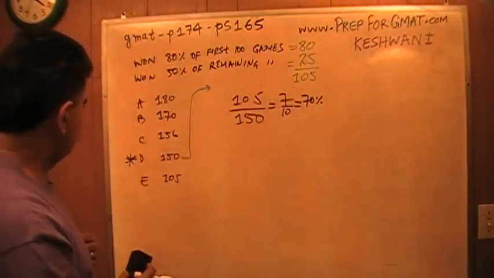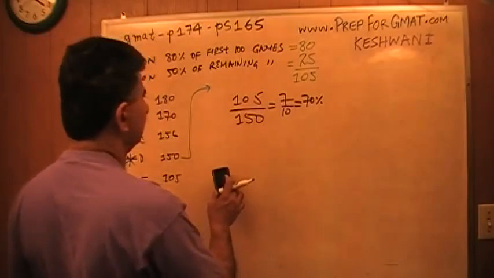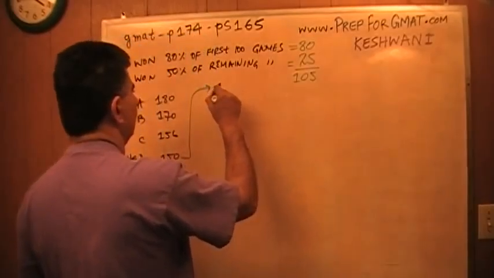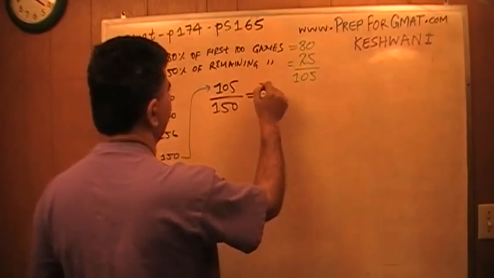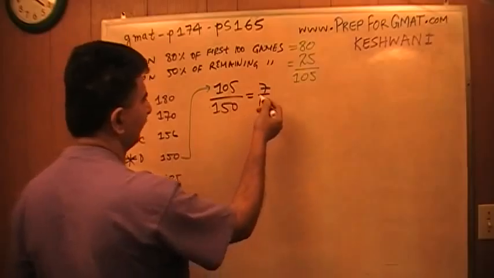105 over 150 is 7 over 10, because 15 goes into 105 7 times, and that's 70%.